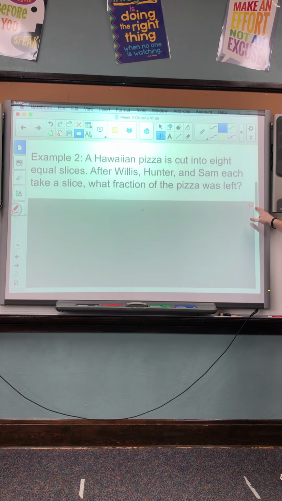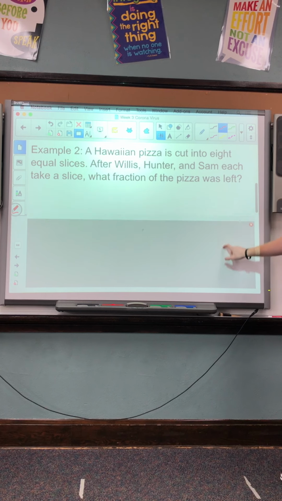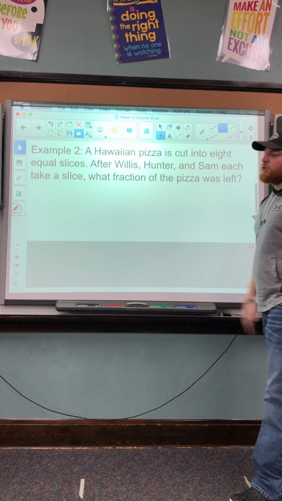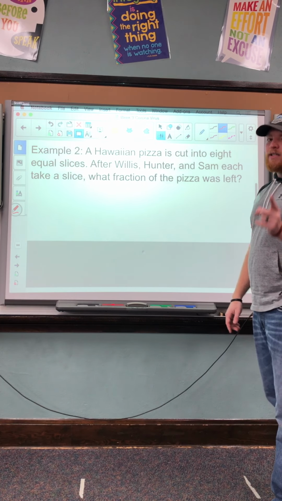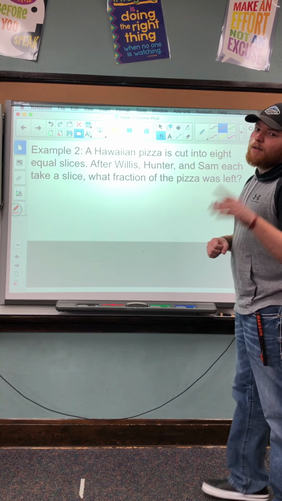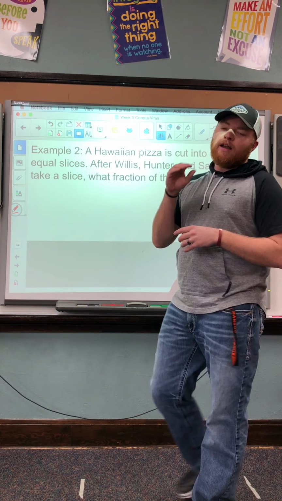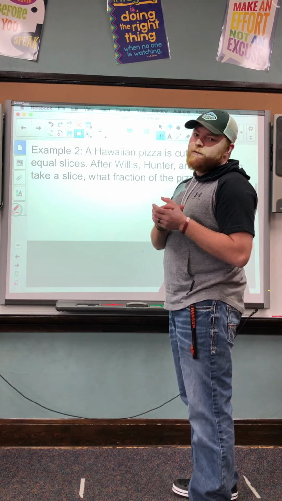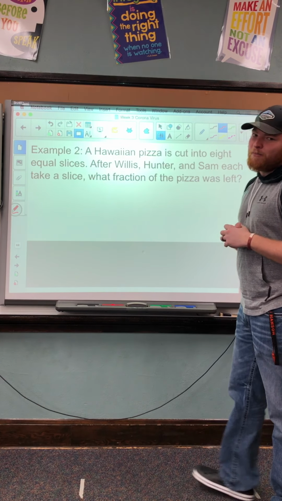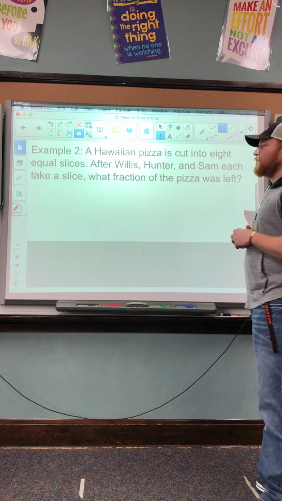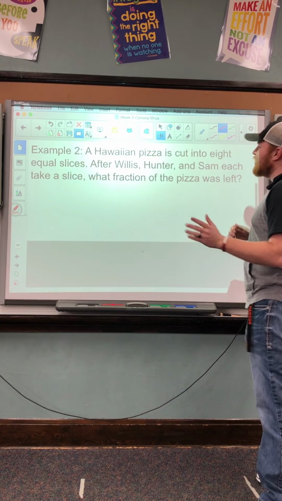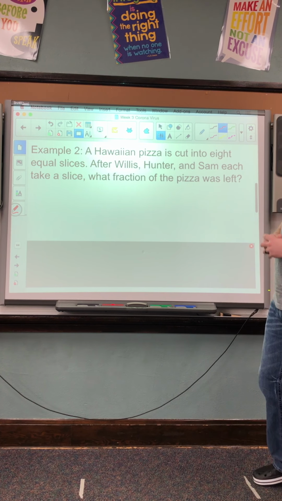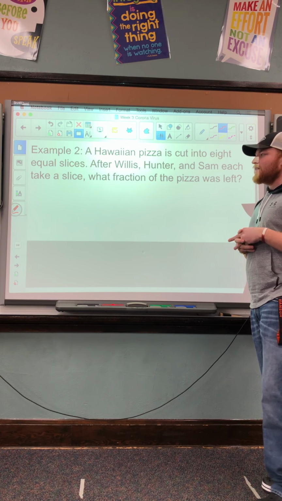And sometimes they won't give you a diagram to go off of. So like in example 2, a Hawaiian pizza, which yes, pineapple does belong on pizza, all right? Comment in the comments below if you do or don't agree with me if pineapple does or does not belong on pizza. Favorite kind of pizza for me is Hawaiian. Pineapple belongs on pizza.